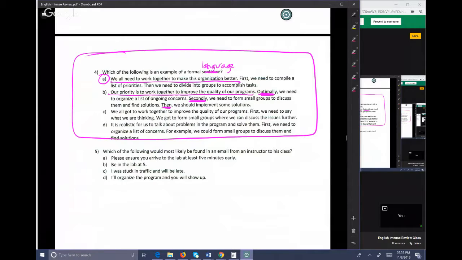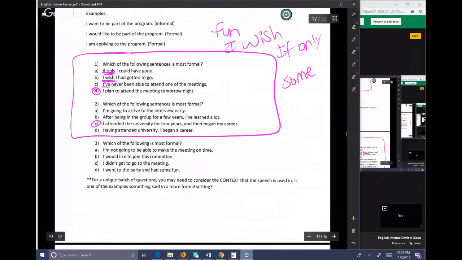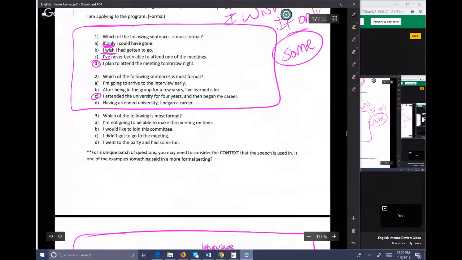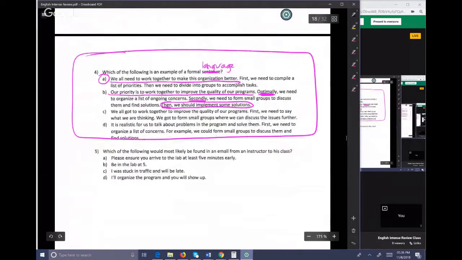And then the other thing I discovered here is when they said then we should implement some solutions. Some was one of the words I mentioned up here that I've just noticed is often involved in informal language. The word some is not a disqualifying word. So you can't do the same thing you do with contractions with the word some. You can't say, oh, informal, because it's got the word some. It's not quite that cut and dry.